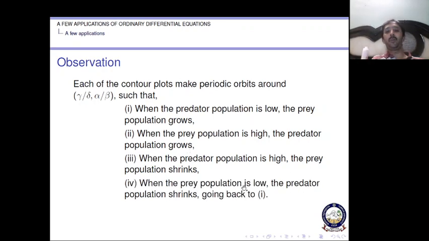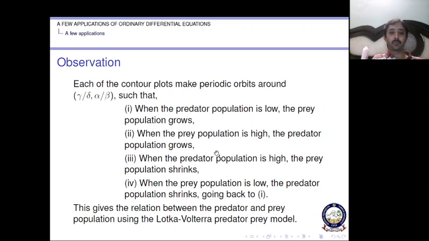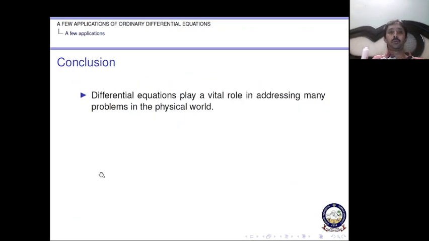And when the prey population has reached a lower level, the predator population also starts shrinking. It will reach the first case. And this is going to happen periodically for any time t. So this gives the relation between the predator and prey model using the Lotka Volterra predator-prey model. Right? Fine. So with this, I'm going to conclude this presentation.